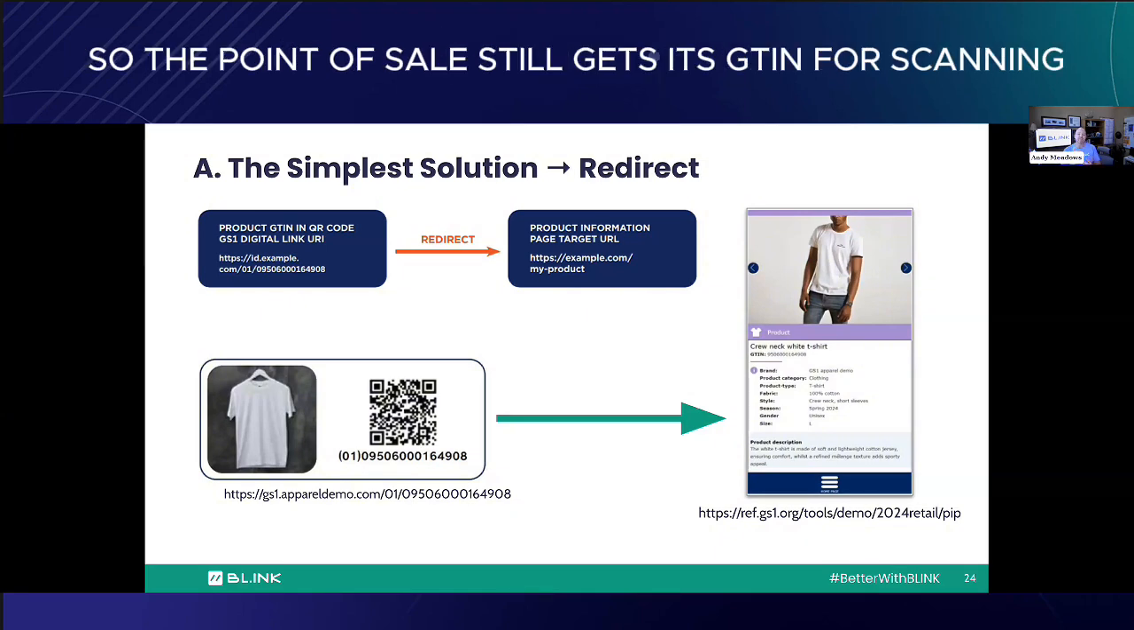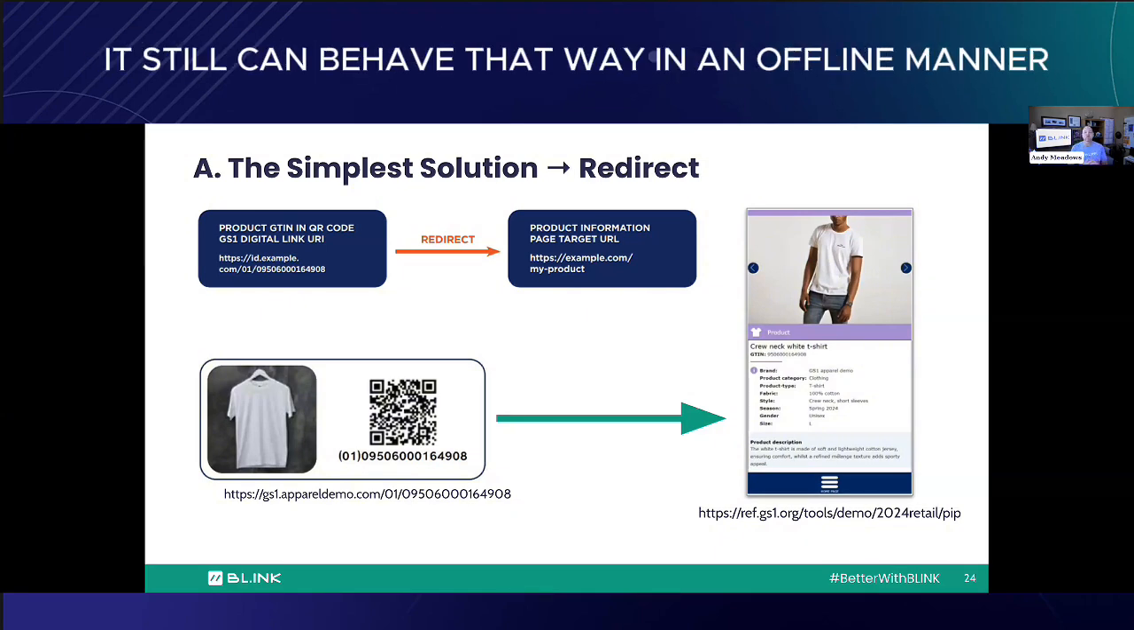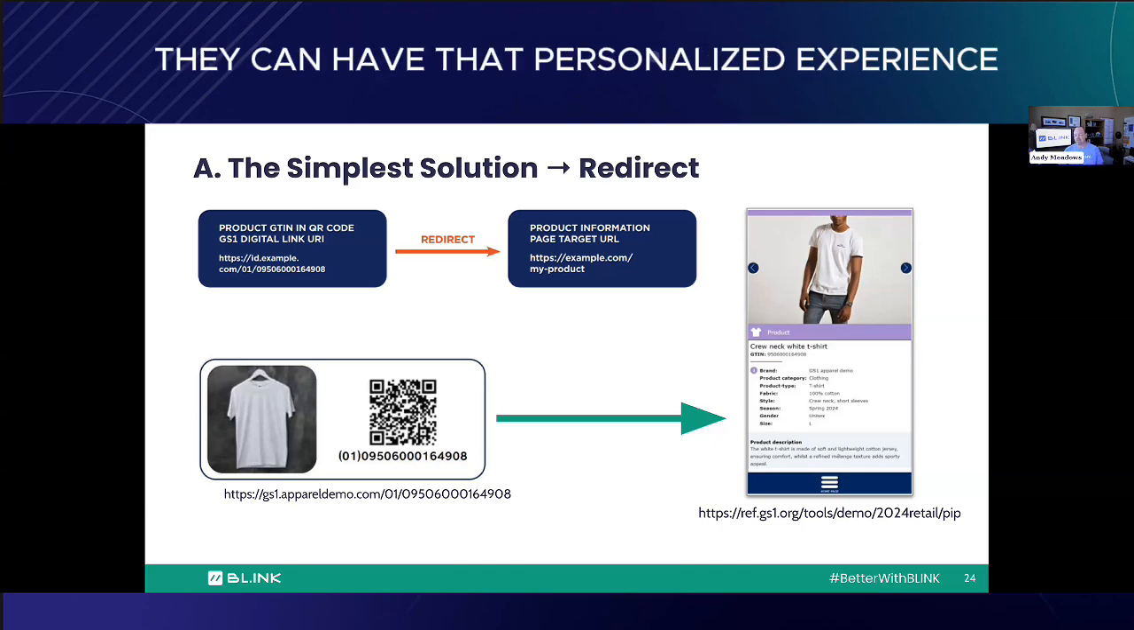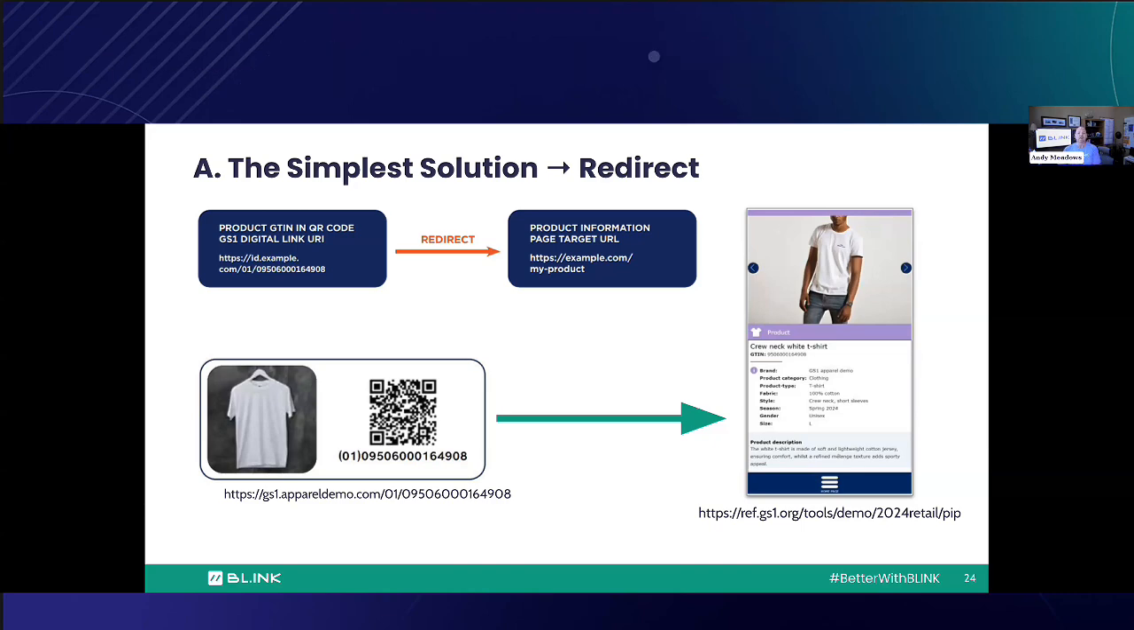So the point of sale still gets its G10 for scanning. It still can behave that way in an offline manner, but when the consumer scans it, they can have that personalized experience through that redirection service. And where do we point them?